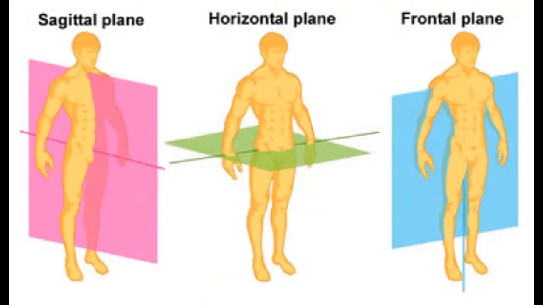The sagittal plane divides the body into left and right halves. The movements in the sagittal plane are flexion and extension. The frontal plane divides the body into front and back halves. The movements of the frontal plane are adduction and abduction. The transverse plane divides the body into upper and lower portions. The movements of the transverse plane are horizontal abduction and adduction.